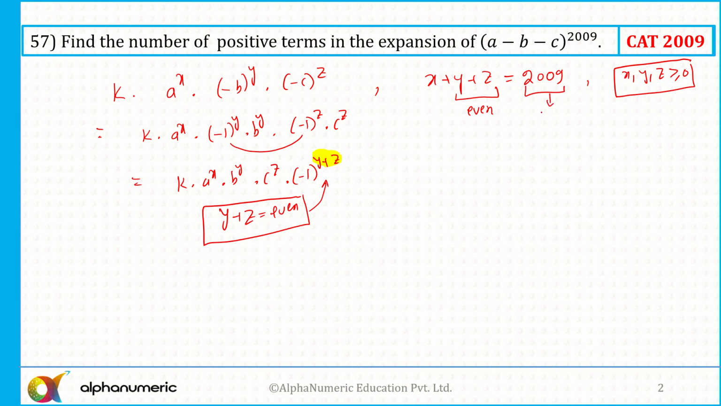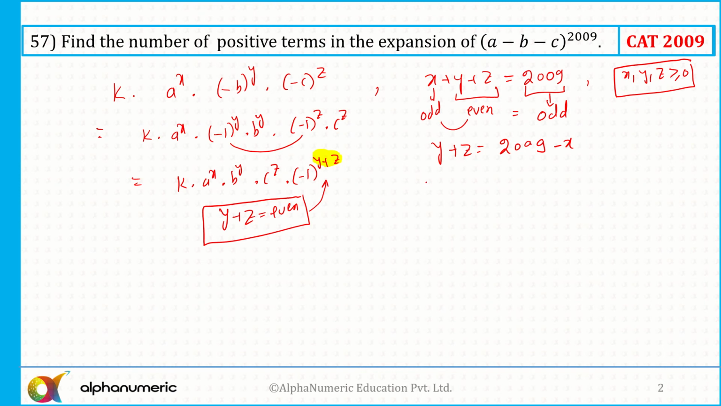2009, the right hand side, is an odd number. So if the right hand side is an odd number, then the left hand side should also be an odd number. We know that y plus z is an even number, so x must be odd. If x is odd, then only y plus z is even here, because odd plus even is always equal to odd. So let me write down y plus z equals 2009 minus x, and x is an odd number.